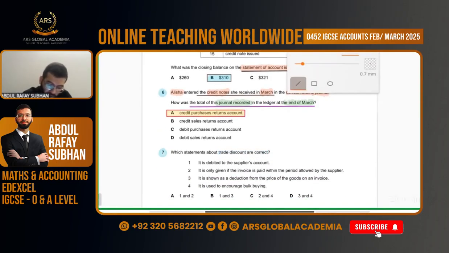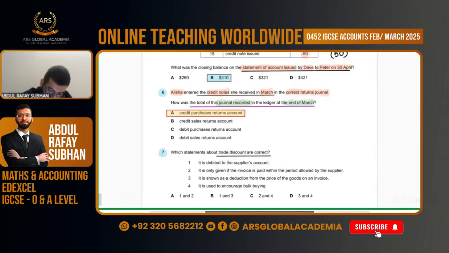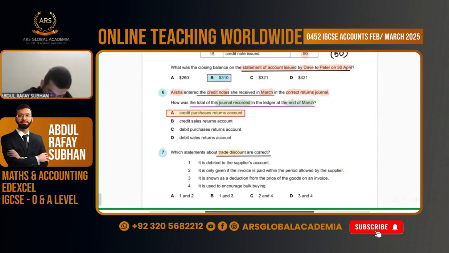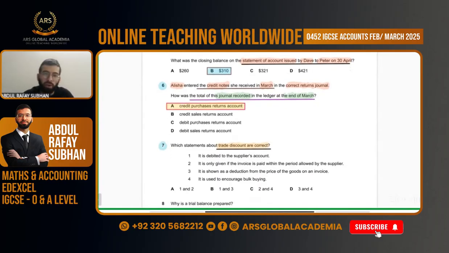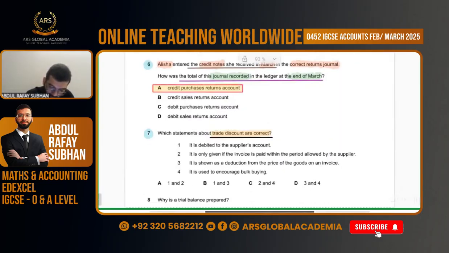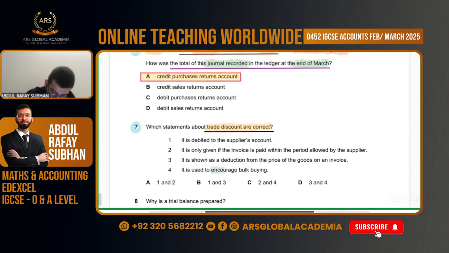The question is: which statements about trade discounts are correct? So you have to think about what will be the correct statements about trade discounts. Students, we need to understand that trade discount is used to encourage bulk buying. So we have to read all of them. Yes, definitely, point number 4 is correct. Trade discount is used to encourage bulk buying. So either C is the answer or D is the answer, guaranteed.